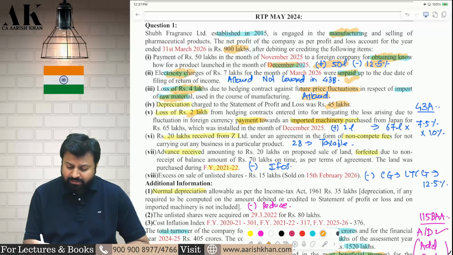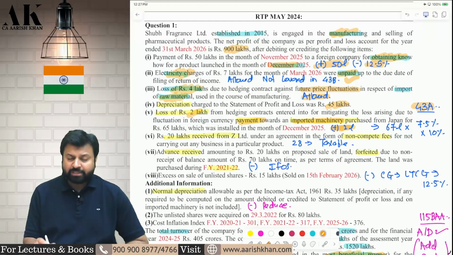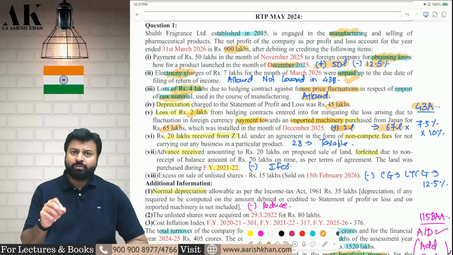Again there is a forex loss, so now 43A will apply. What will you do? Same adjustment, again repeating. 2 lakh rupees you will add back to PGBP income, and then you will add back this 2 lakh to the cost of asset. So therefore the machinery cost will be 65 lakhs plus 2 lakh, 67 lakhs.